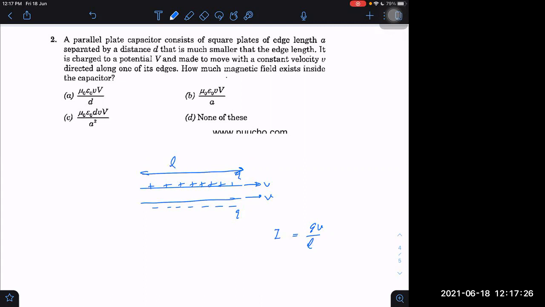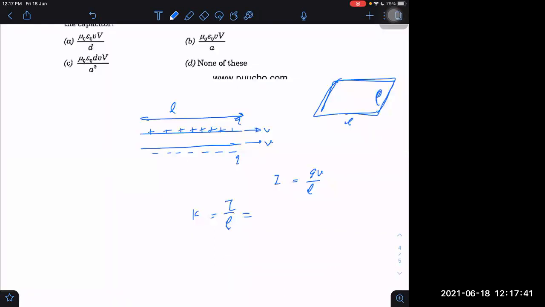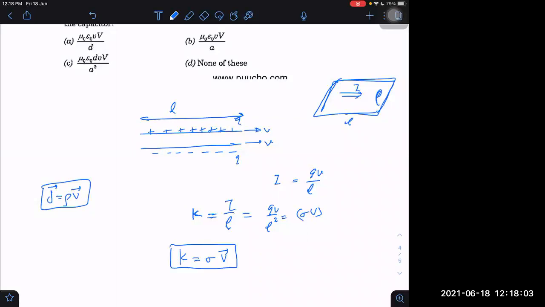Yes sir, it has square plates. Then the current per unit length: L is on both sides, this is also L, this is also L. If I take L on the other side as well, then the current per unit perpendicular length will become K, which will be equal to qv by L squared, or just sigma into v. Sigma into v is equal to K. We can remember this result. And there was an equivalent result before: J was equal to rho v. You remember that? J was rho v, K is sigma v. Rho is volumetric charge density and sigma is areal charge density. Okay.